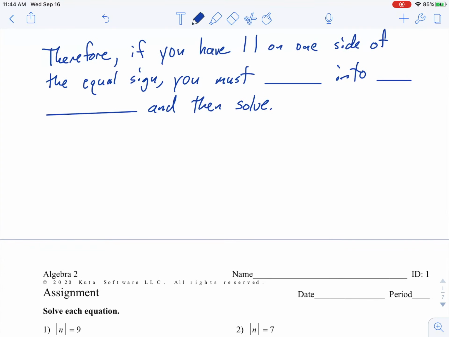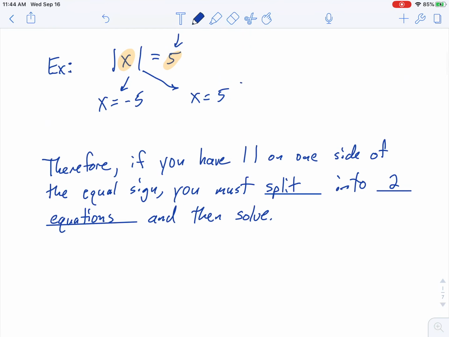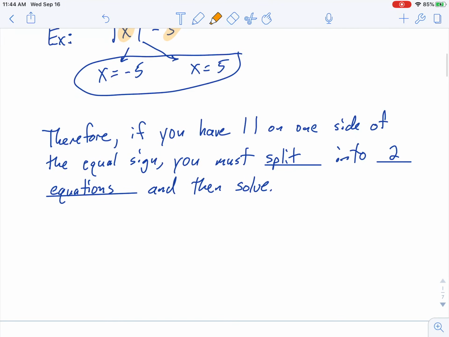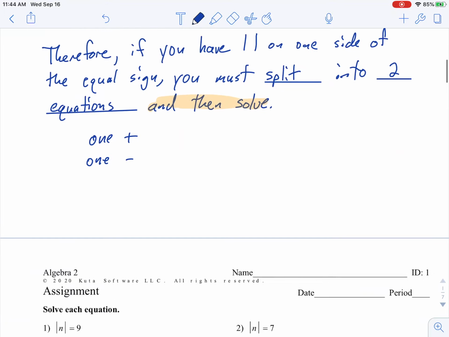Therefore, if you have absolute value bars on one side of the equal sign, you must split it into two equations and solve. Now here, there's no solving. You just split it into two equations and that's it. But you have to imagine that when you start doing algebra, there's going to be more work. So you're going to split it in two and then solve. 1 positive, 1 negative. So as I go through the examples, that's exactly what you're going to see me do.